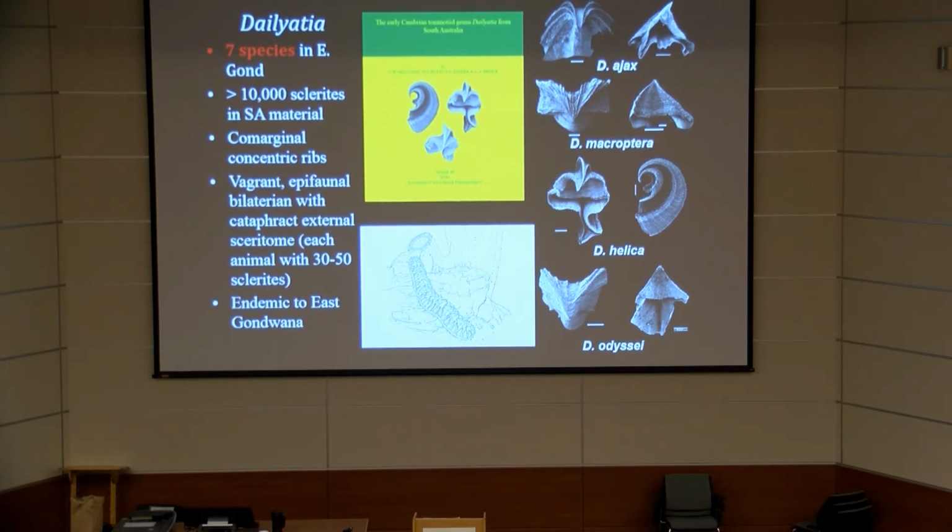The only difference with these guys is, rather than forming a tube, we think that they formed a much more complex cataphract external sclerotome, which built up a more interesting animal. The only reason we think this is we have a few specimens that are partially articulated. I'm nearly there.